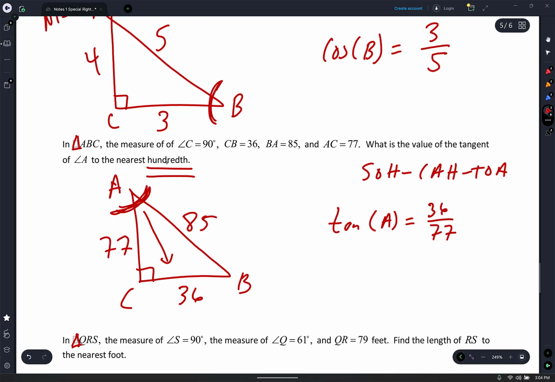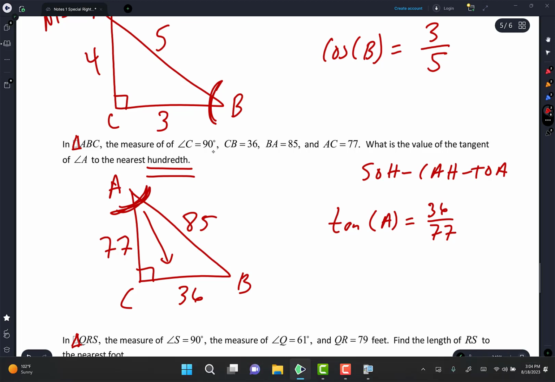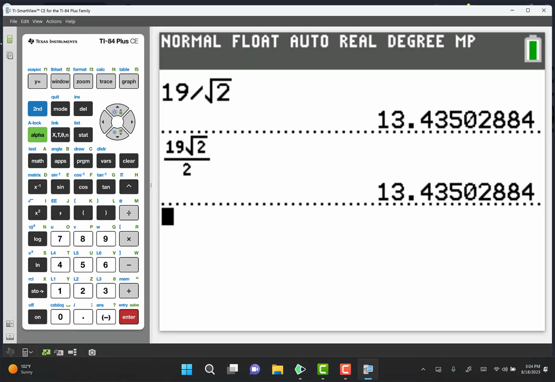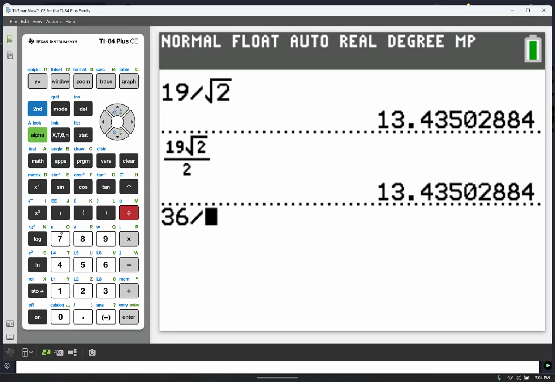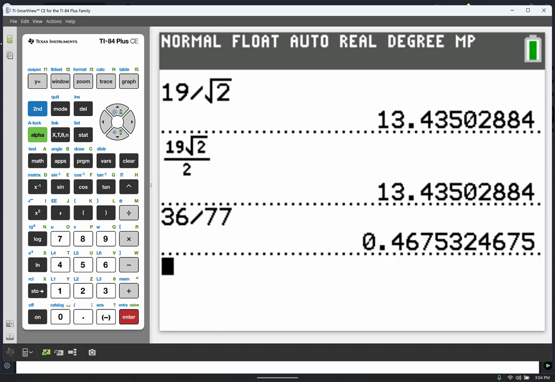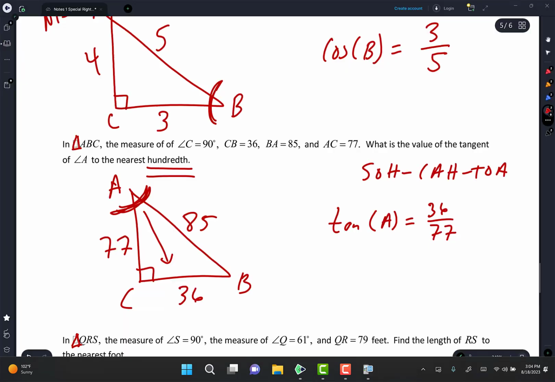No, it wants nearest hundredth. That means I want a decimal. So notice the TH. I want a decimal, guys. So you take your calculator, and what was it again? 36 over 77? 36 divided by 77. Push enter, and there it is. Nearest hundredth. Where do I stop? 0.467, 0.46, 0.47. What is it? You round, so to the second decimal place. So 0.47.